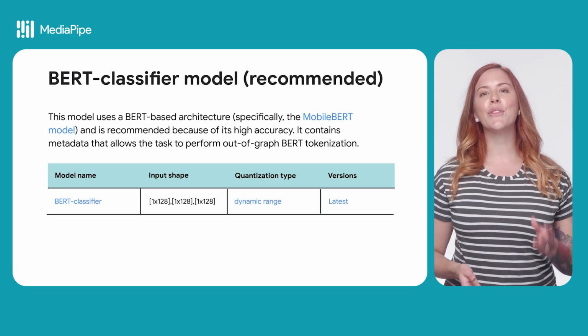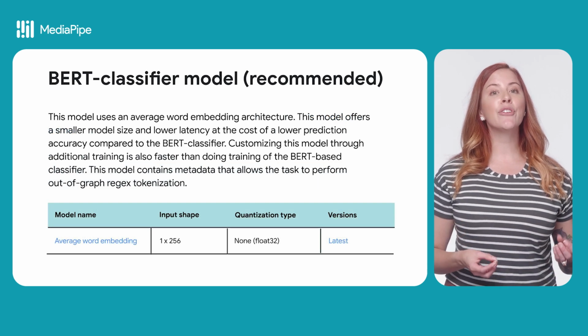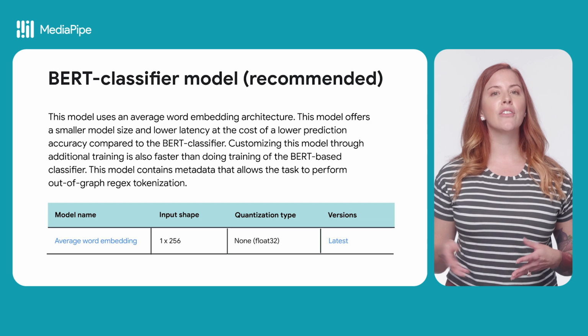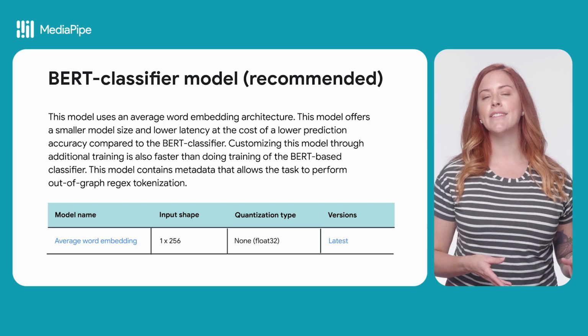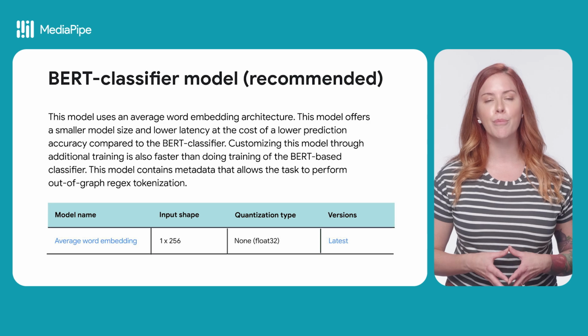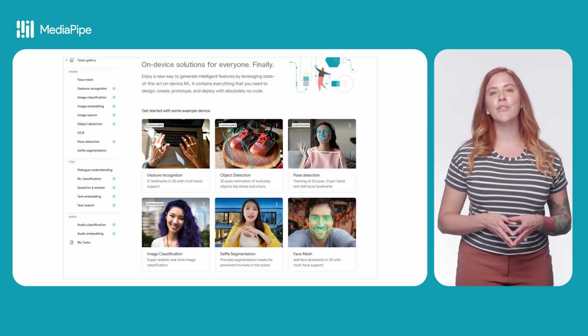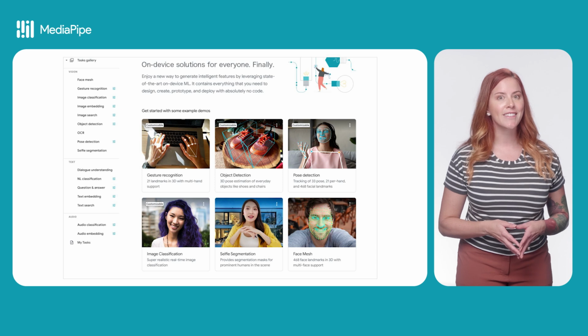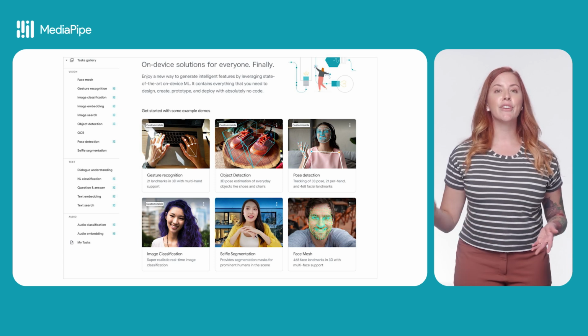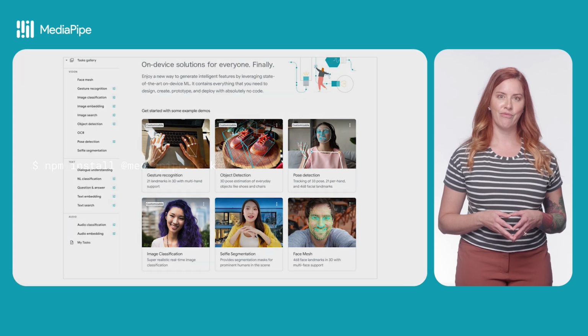BERT classifier is the recommended model because of its high accuracy. The average word embedding model offers a smaller model size and lower latency at the cost of a lower prediction accuracy compared to the BERT classifier. You can try out these models in MediaPipe Studio to see which works best for your use case. You can also try out different configuration options so you can see everything the task can do.